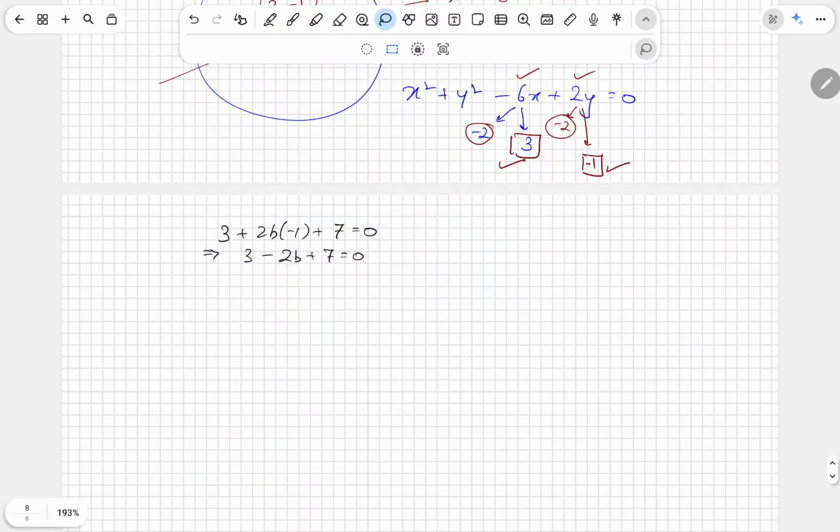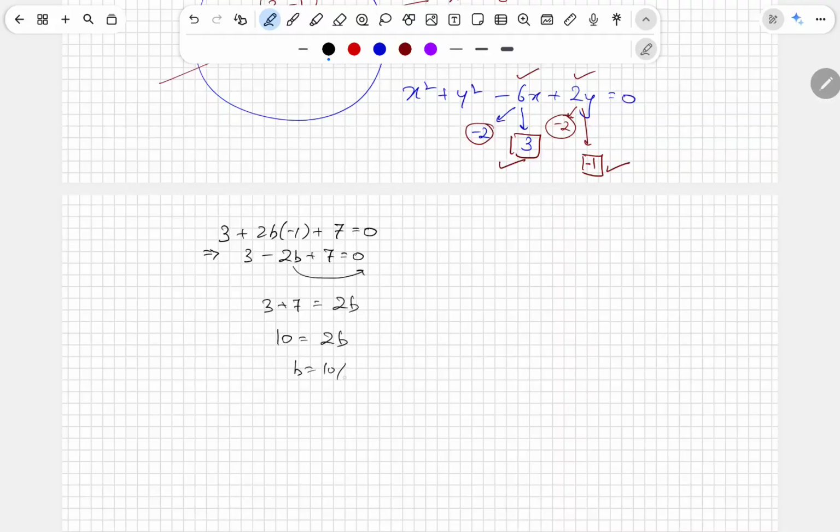Now we can easily calculate. The thing is this is going to become 2b will go over here. 3 plus 7 is equal to 2b. 3 plus 7 is 10 equals to 2b. So I can say b is equal to 10 by 2. That is equal to 5.